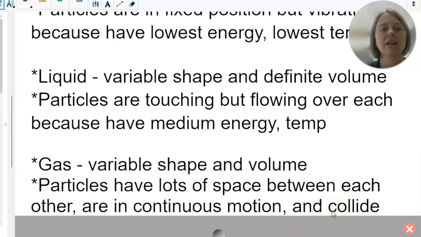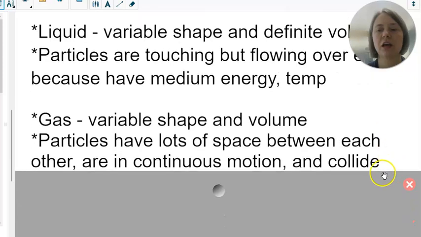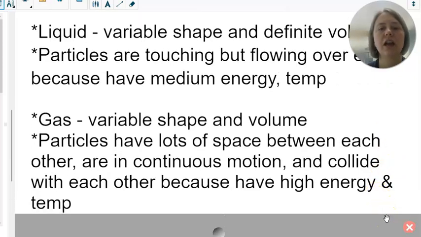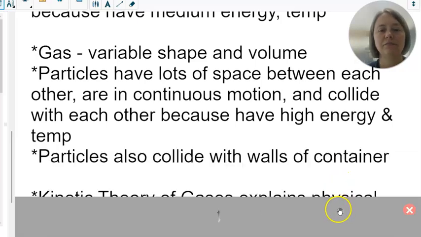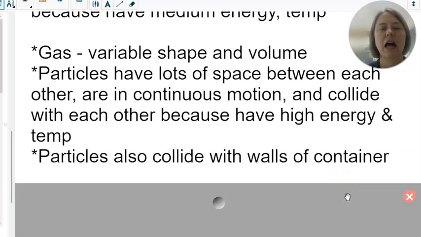And then gas, where we're going to spend our time this chapter, has a variable shape and a variable volume. The particles have lots of space between each other. The particles are in continuous motion, and they collide with each other and bounce off each other because they have high energy and a high temp, so they have the highest amount of kinetic energy of those three states of matter. So let's dive into gases a little more. They're going to collide with the walls of their container.